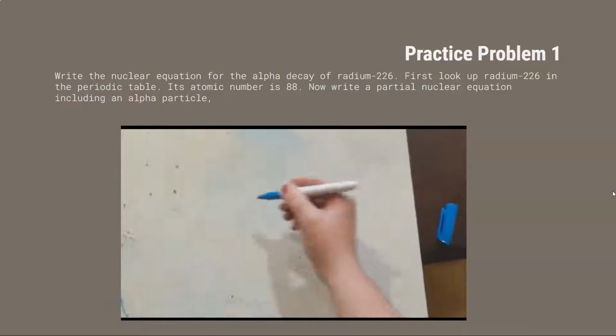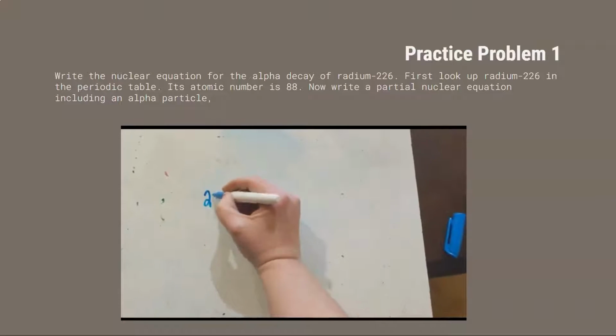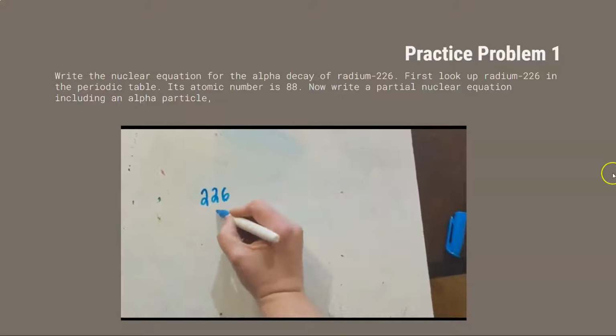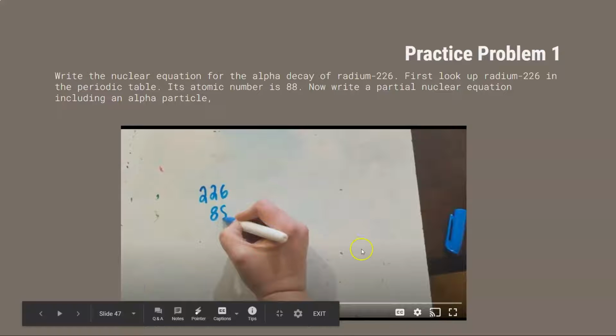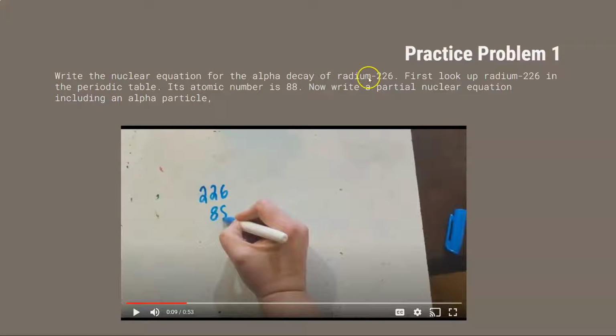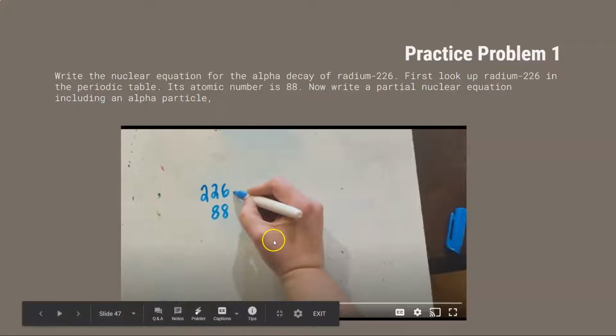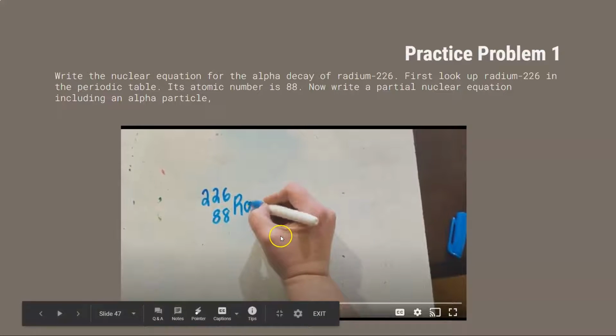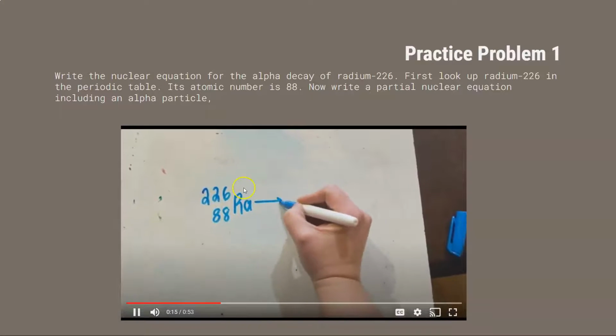What we want to do is create our equation by writing out the mass of our element. So 226 comes from radium-226. I went to my periodic table, and I also used that chart of elements that I told you guys about. I looked up radium-226 on my isotope chart and its atomic number. So I write in the atomic number, and I'm also going to write in its element symbol.